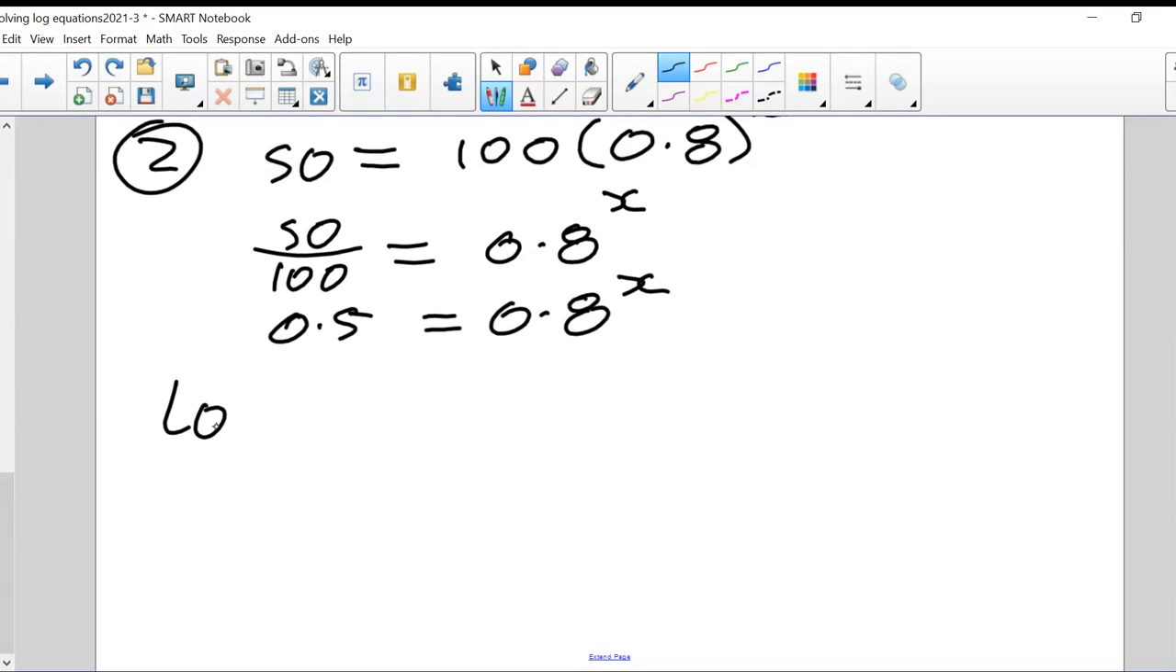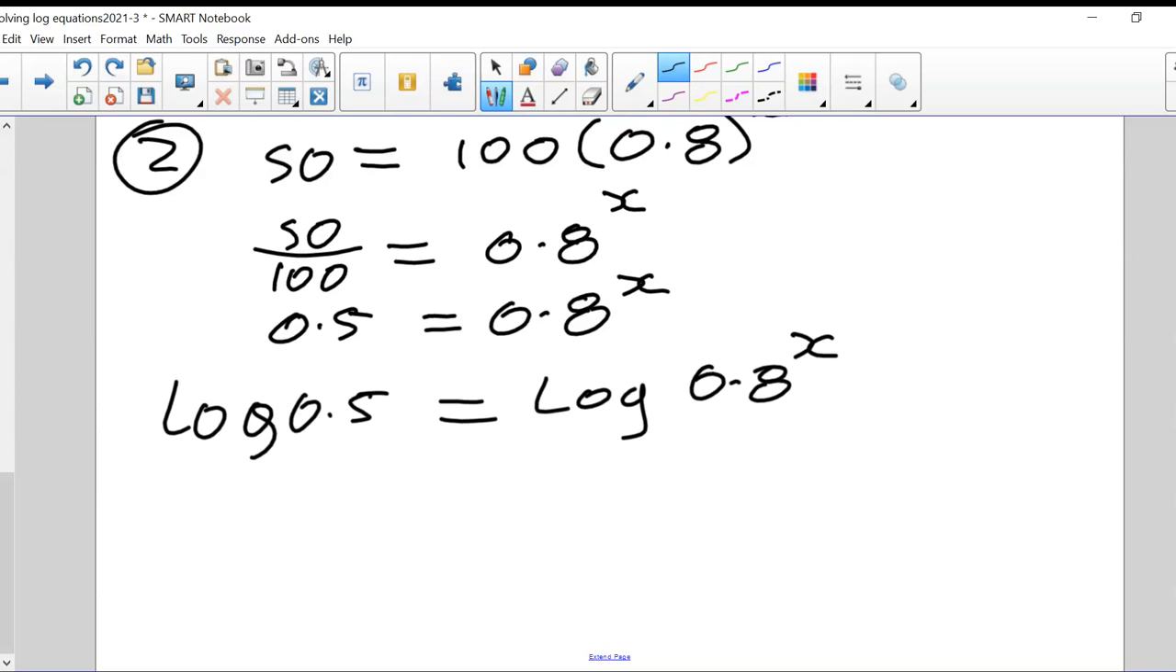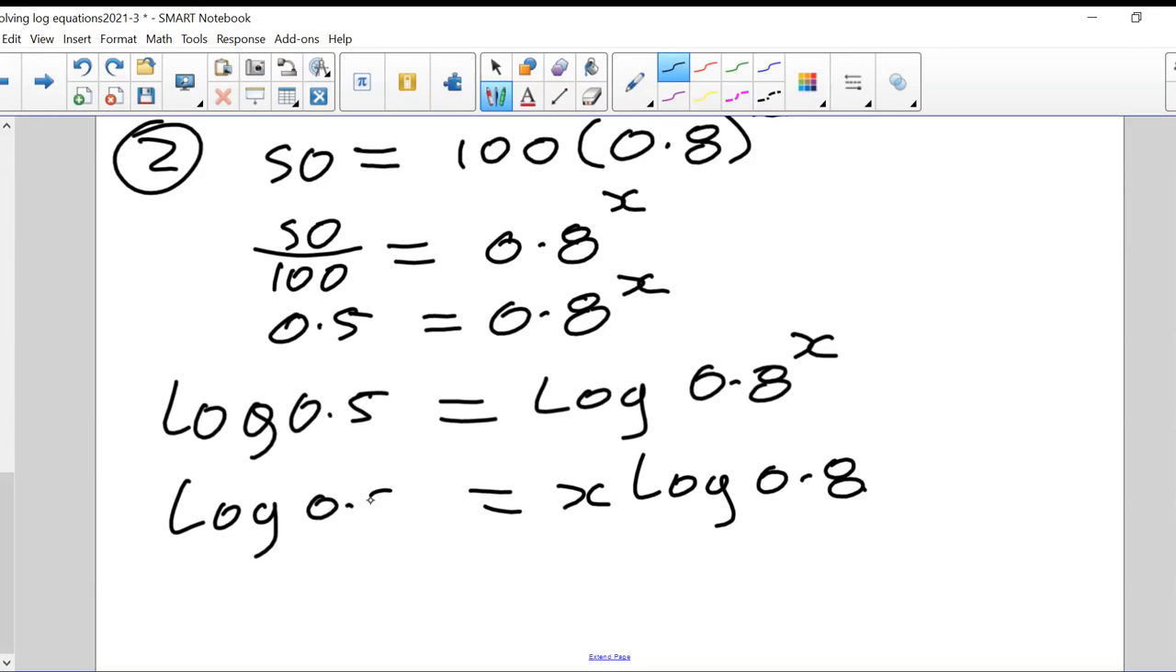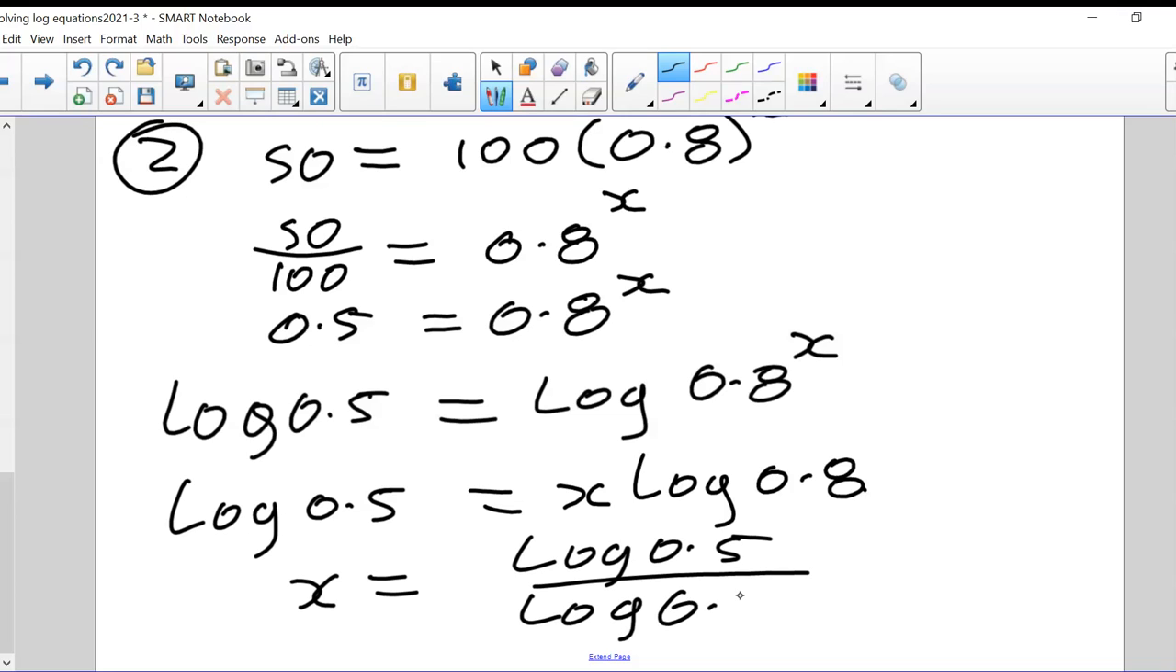I'm going to take the log of both sides. The left-hand side, 0.5, is equal to the right-hand side, 0.8 to the power of x. Then I'm going to bring that x in front as a coefficient. So x log 0.8 is equal to log of 0.5. Then I'm going to divide both sides by the log of 0.8. So x is equal to the log of 0.5 divided by the log of 0.8.